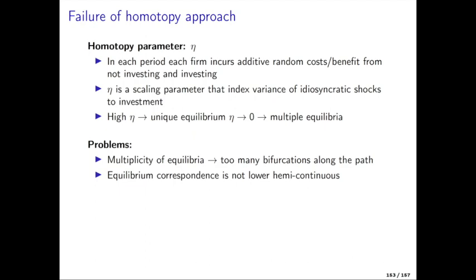So the idea with the homotopy parameter is simply to start at a high value with a unique equilibrium, and then change eta gradually and trace out all the multiple equilibria by following all the bifurcations of the path of the equilibrium selection. The problem here is that's quite many purifications if you have 1.5 or 192 million equilibria. It's just too many purifications along the path to use a homotopy approach. And the equilibrium correspondence is not even hemicontinuous if you look at it.